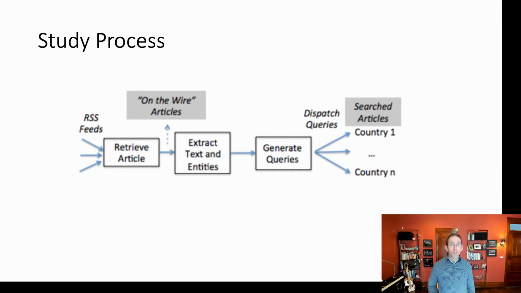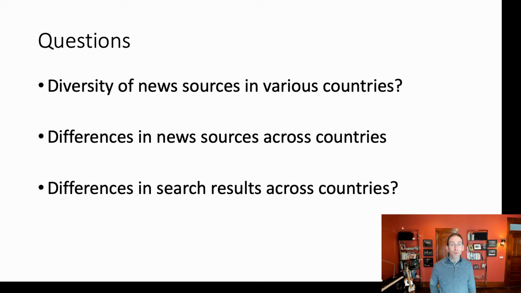We used RSS feeds to retrieve articles, extracted text and named entities from those articles, and used those extracted entities to generate queries, which we then fed to Google News under a variety of different profiles and geographies. We then examined the characteristics of the resulting corpus of returned articles for each of those user profiles and geographies. We looked at the diversity of news sources in various countries, the differences in the news sources across those countries, and the differences in search results across those countries.